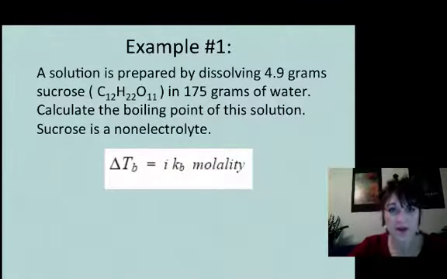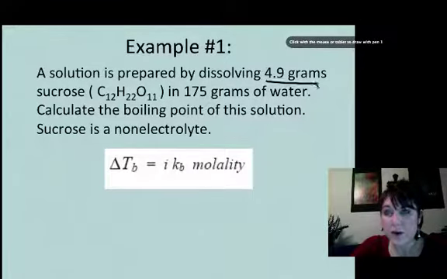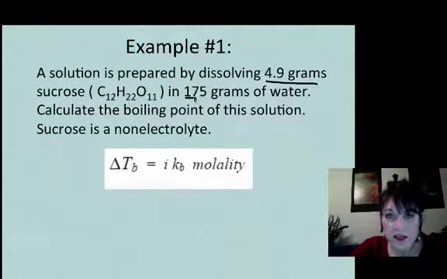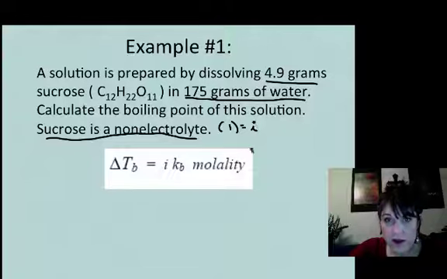In example 1, we're given this information. A solution is prepared by dissolving 4.9 grams of sucrose in 175 grams of water. We're asked to calculate the boiling point of this solution, knowing that sucrose is a non-electrolyte. Non-electrolytes, remember, don't break apart into ions. So our van't Hoff factor here is 1.